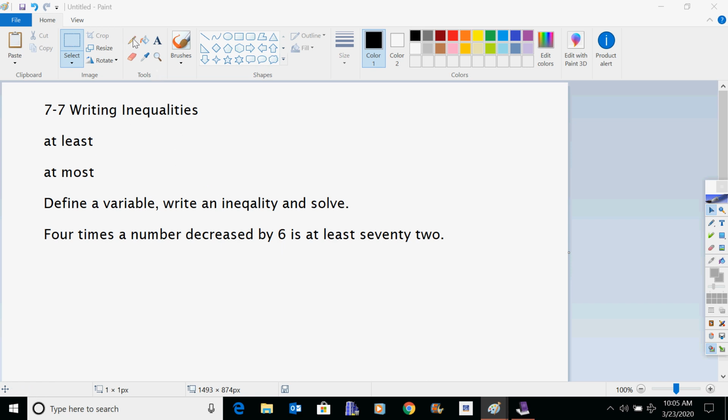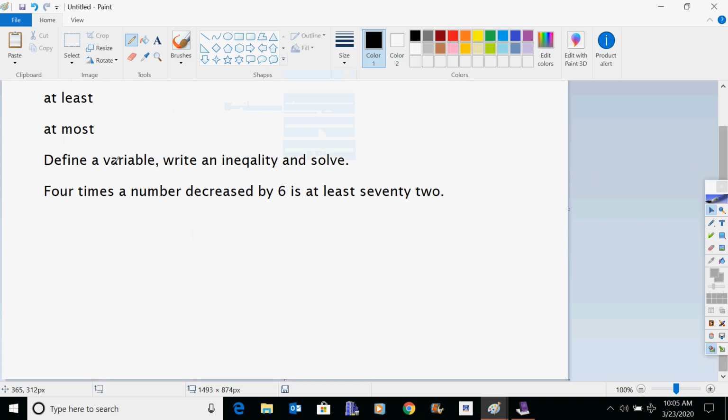Let's begin solving these inequalities and writing them. Define a variable. Remember, defining a variable means you choose a variable and say what it represents. Four times a number decreased by 6 is at least 72. So you pick a variable such as n to represent the number.